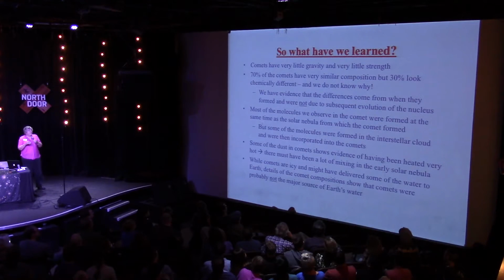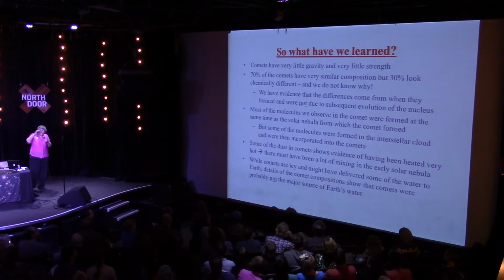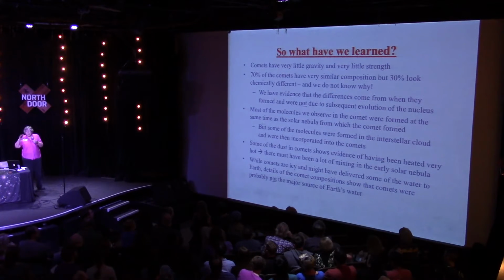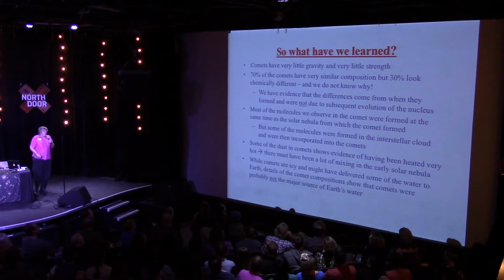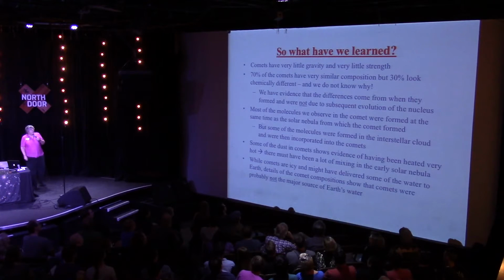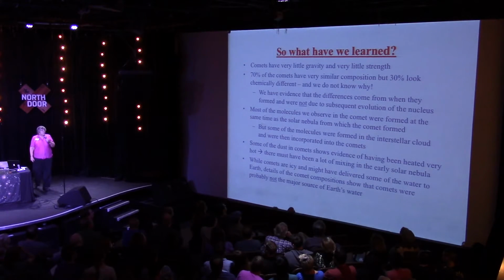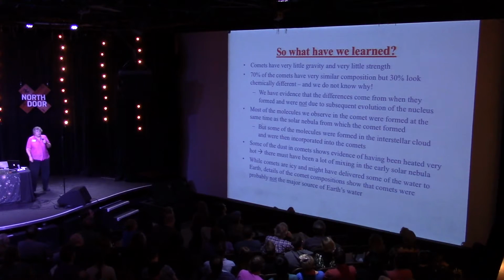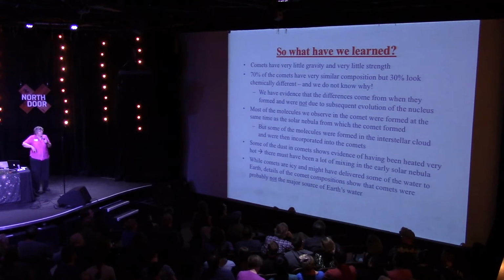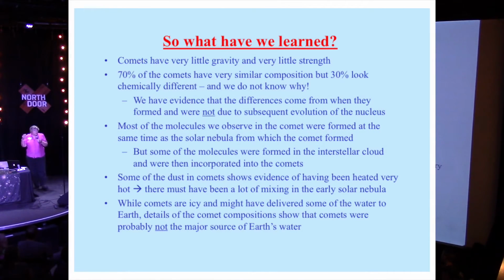There's nothing obvious. It's not one type. It's not all from the Oort Cloud or all from the Kuiper Belt. We should have stopped when they were all from one region, and then it would have been easier. We know it's not due to subsequent evolution of the nucleus because of other information. Most of the molecules we observed were formed in the solar nebula, so in the cloud of gas that was forming our sun, but some were formed in the pre-solar nebula, in the interstellar clouds.